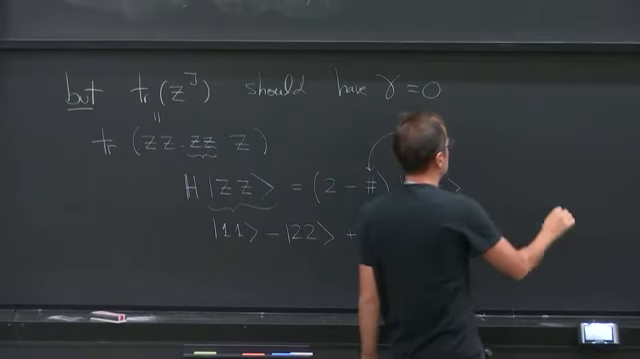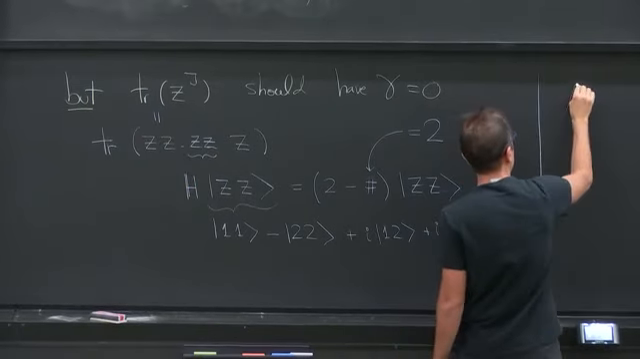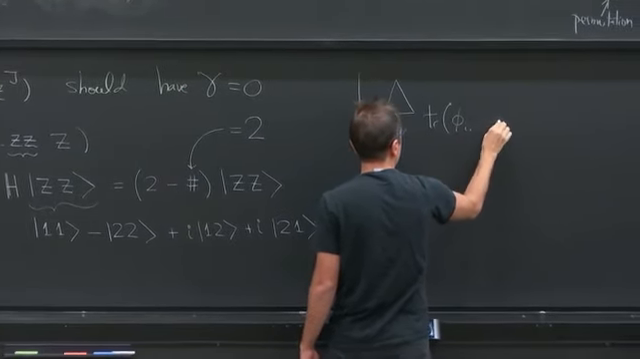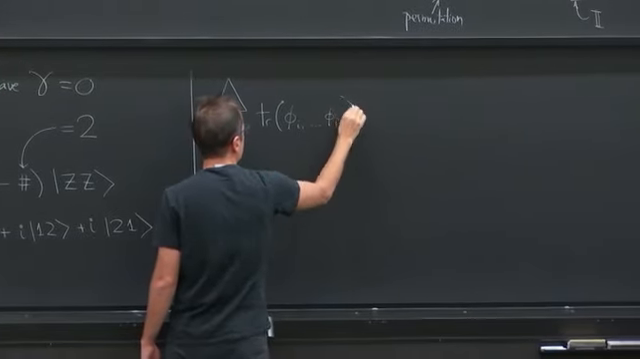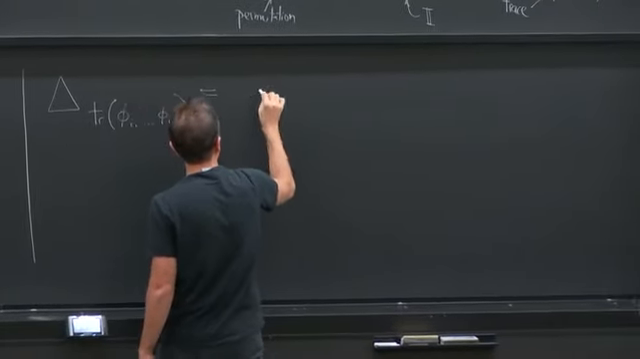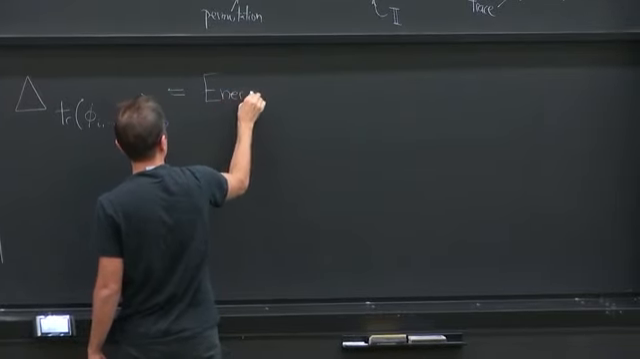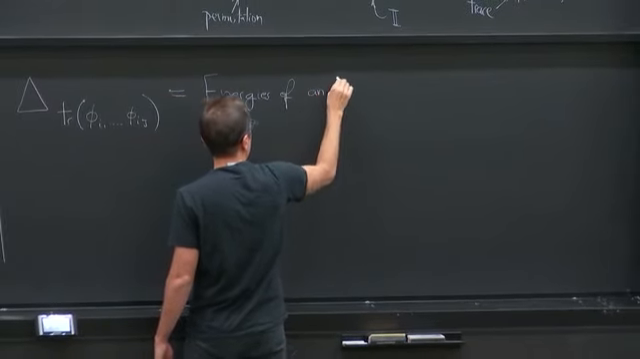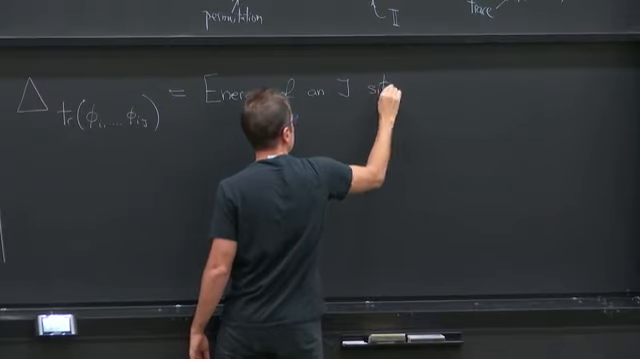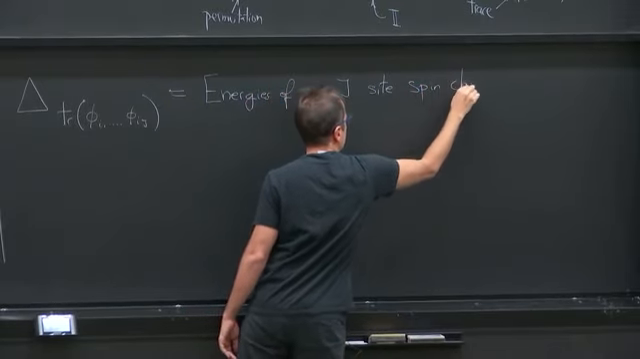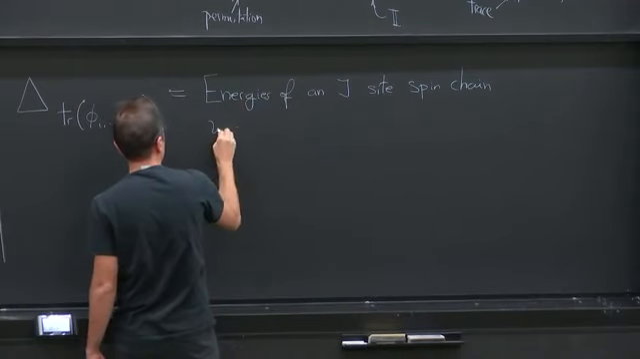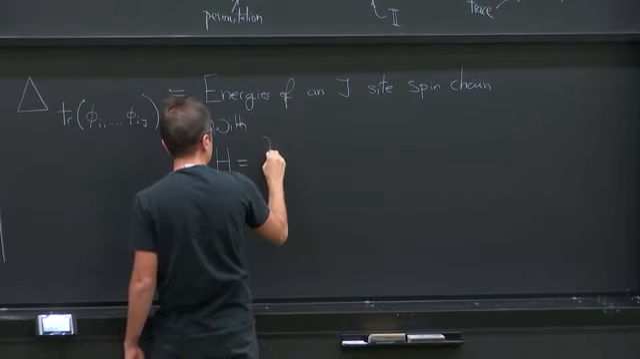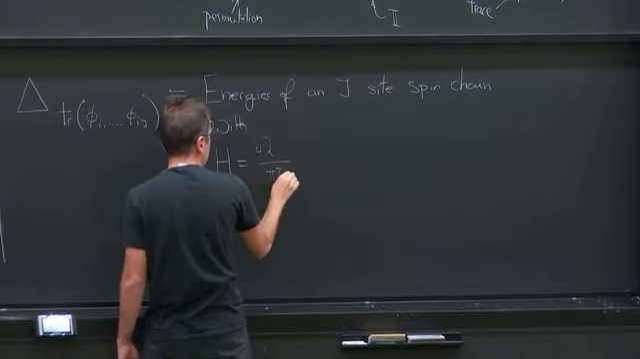And so we conclude that the dimensions of these operators, trace phi I1, phi ij, are equal to the energies of a J-site spin chain with a local Hamiltonian H, which is just some overall normalization, some lambda, this I'm not sure.